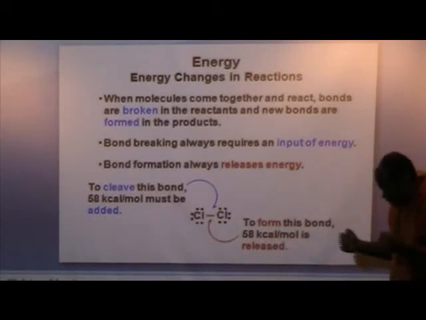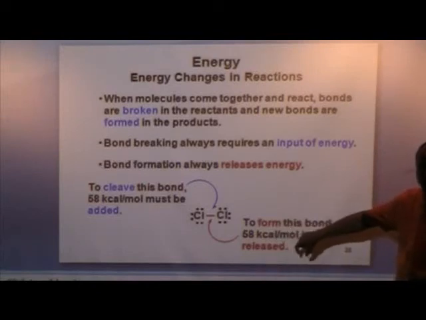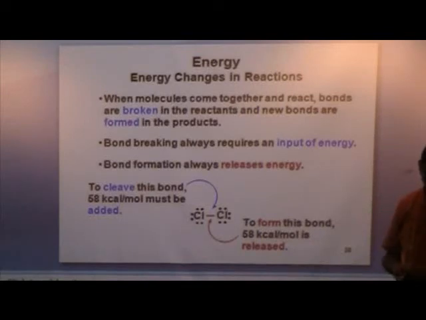If you want to bring this bond together, formation of a bond is an exothermic process, so 58 kilocalories per mole of energy is released. The amount of energy used to break the bond and the amount released when the bond forms has to be the same. This is also related to the law of conservation of energy. Bond formation is an exothermic process. Breaking of a bond is an endothermic process. You need energy anyway to break a bond: heat energy, electrical energy, some type of energy.